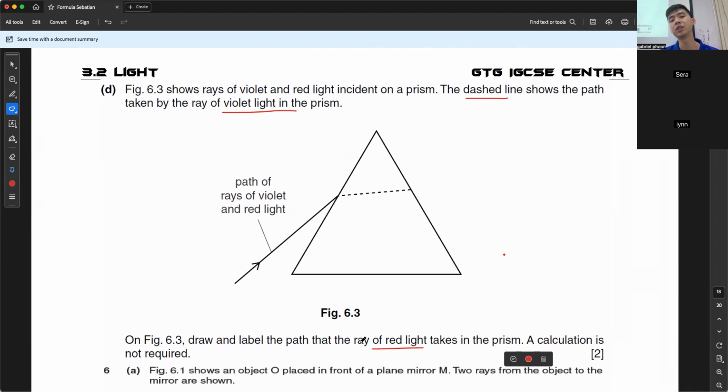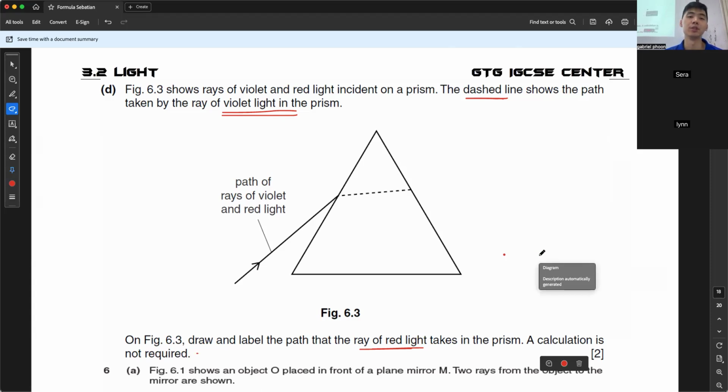Listen up. So this one here, if you see this triangle, for sure, is going to be dispersion of light, which I assume everyone knows by now, right? Then they tell you that this dotted line here is the light where the violet light refracts upon. And then the question here, they ask you to draw and label the path where the red light takes onto the prism.